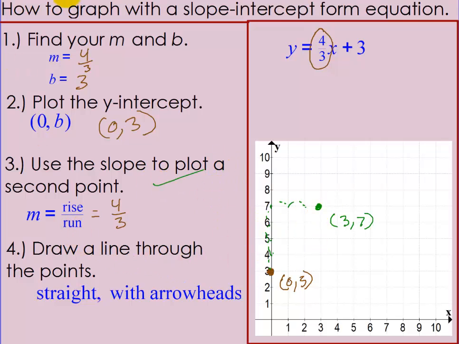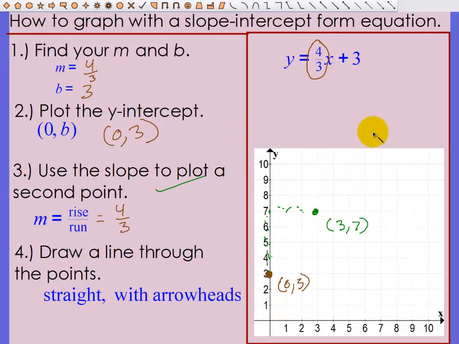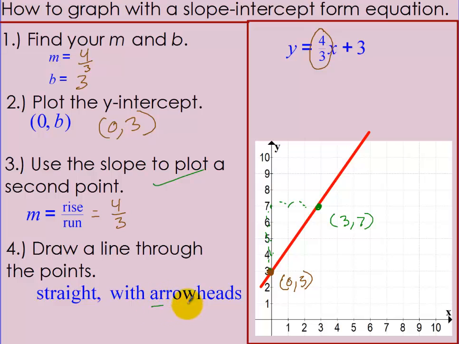And now that I got 2 points, you can always draw a line between 2 points. So I'm going to draw a perfectly straight line through those 2 points. Now when you draw that line, make sure you put arrowheads, because that means the line keeps going on forever. So I'm going to put these little arrowheads on each end that says, hey, the line keeps going in both directions forever.